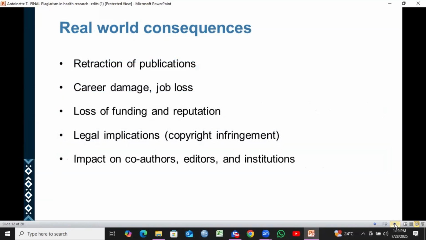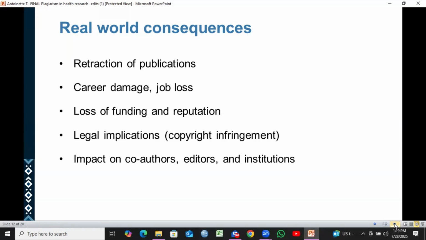So what are some of the real world consequences that you can face when you plagiarize? You can result to retraction of publications. Your paper can be rejected when they discover that you plagiarized. Then career damage and job loss. For those who work in research institutions, you might lose your job because of plagiarism, because that is a very serious offense in academia and research as a whole.